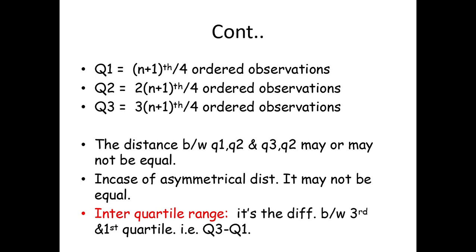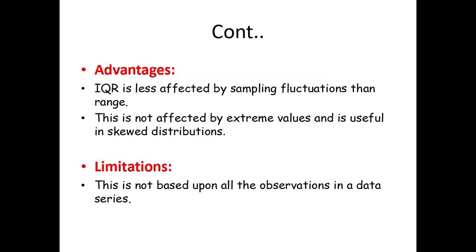Interquartile range is the difference between the third and first quartile, that is Q3 minus Q1. What are the advantages of the interquartile range? It is less affected by sampling fluctuations than range, it is not affected by extreme values, and it is useful in skewed distributions. The limitation of the interquartile range is that it is not based upon all the observations in a data series.